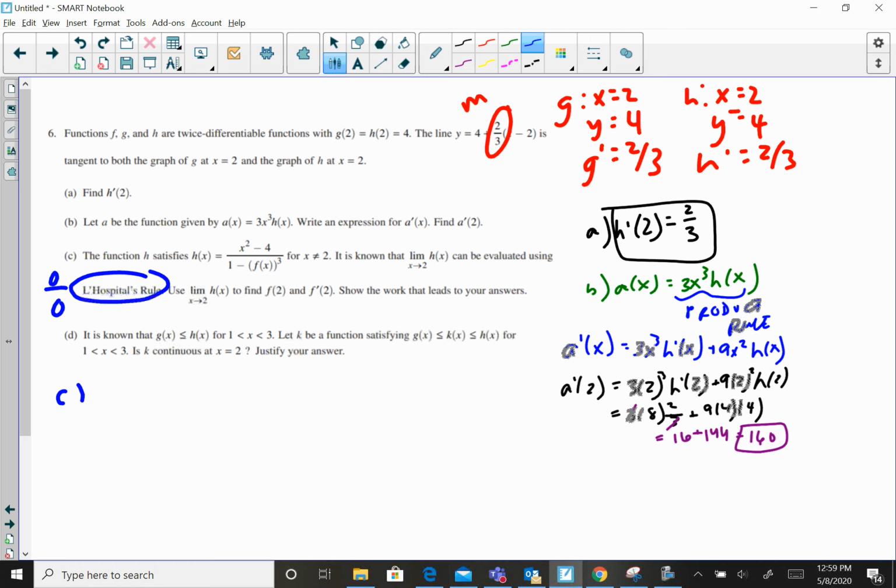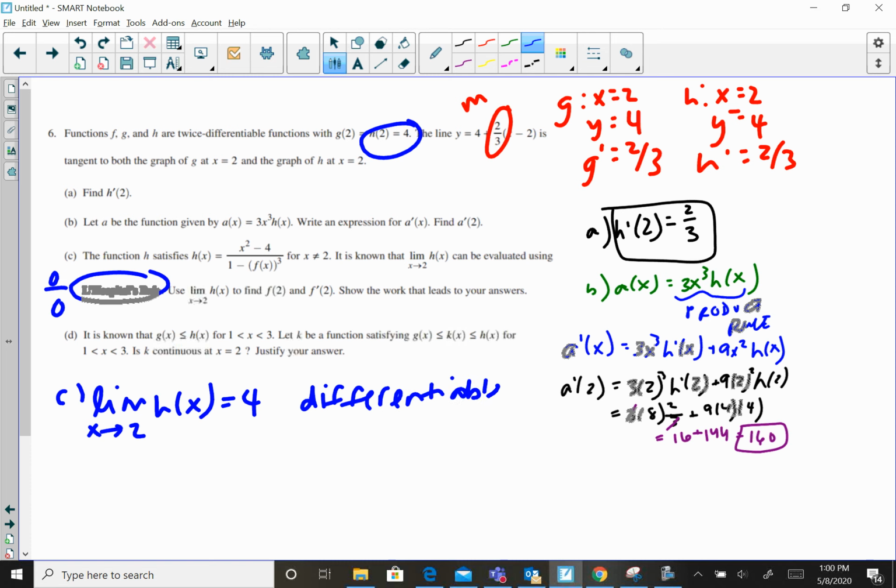Okay, first of all, I know that the limit of h of x, at 2, has to be 4. So the limit as x approaches 2 of h of x has to be 4. That's because my function is defined there, and since my function is differentiable, it is continuous, and you do need to state that.